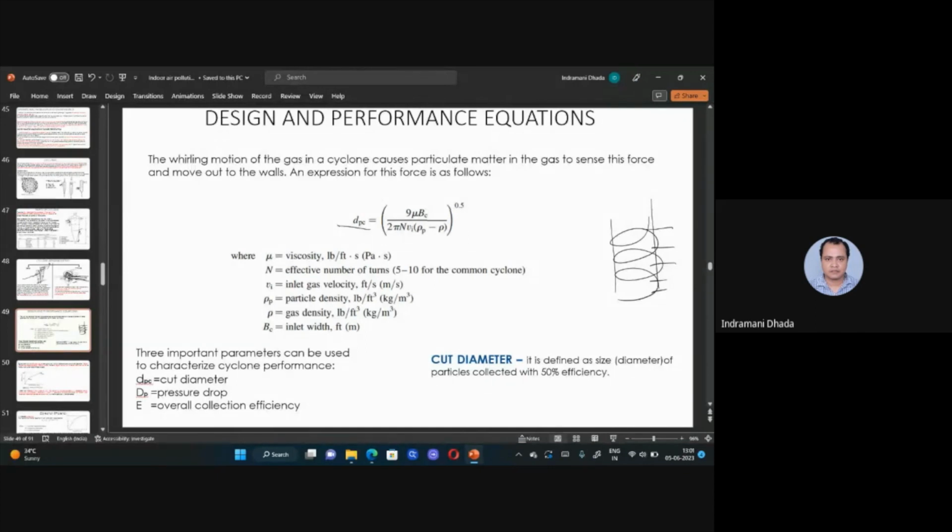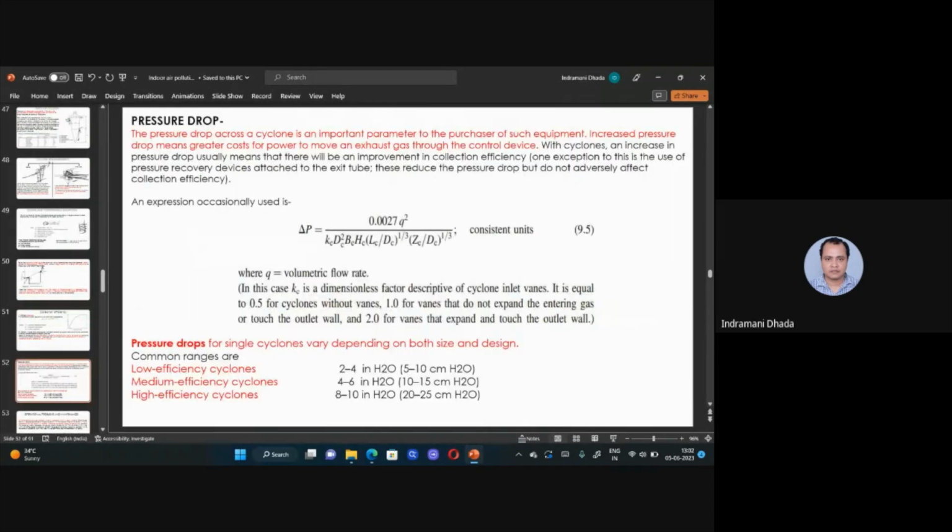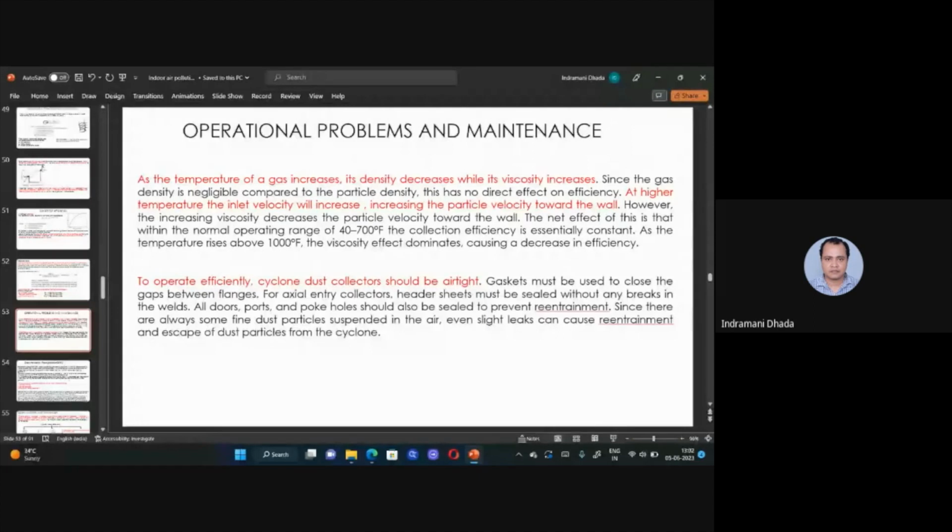Then you can find the DPC, the cut diameter, beyond which the particles can be trapped, and if the particle size is less than this DPC, that cannot be trapped. That is the thing. Okay, so here you can easily see the DPC. If the particle size is DPC, then at the 50% cut, 50% of the particles you can trap. If the particle size is beyond this, then 100% of the particles can be trapped. And if the particle size is this size, DPC, then 50% of the particles can be trapped like this. Okay, so based on that, we can also calculate the efficiency of this.